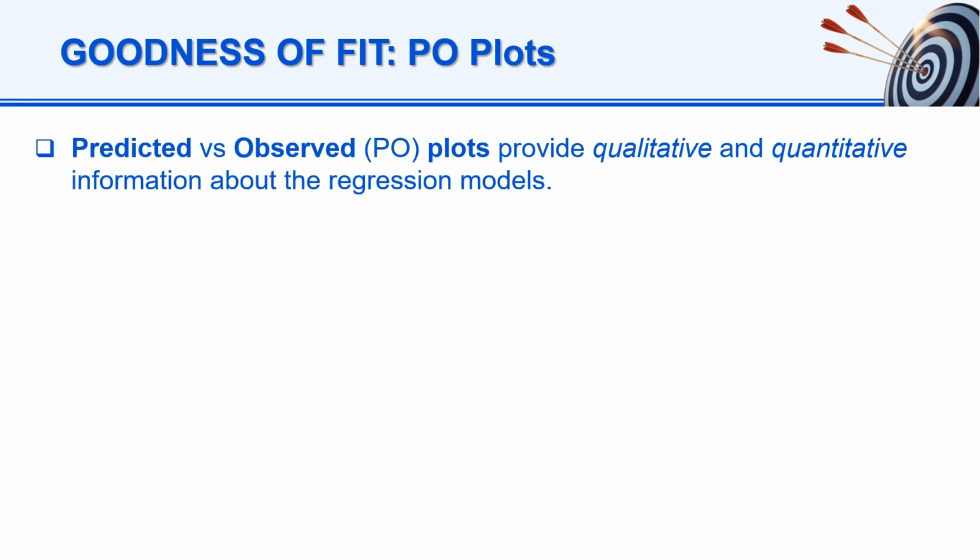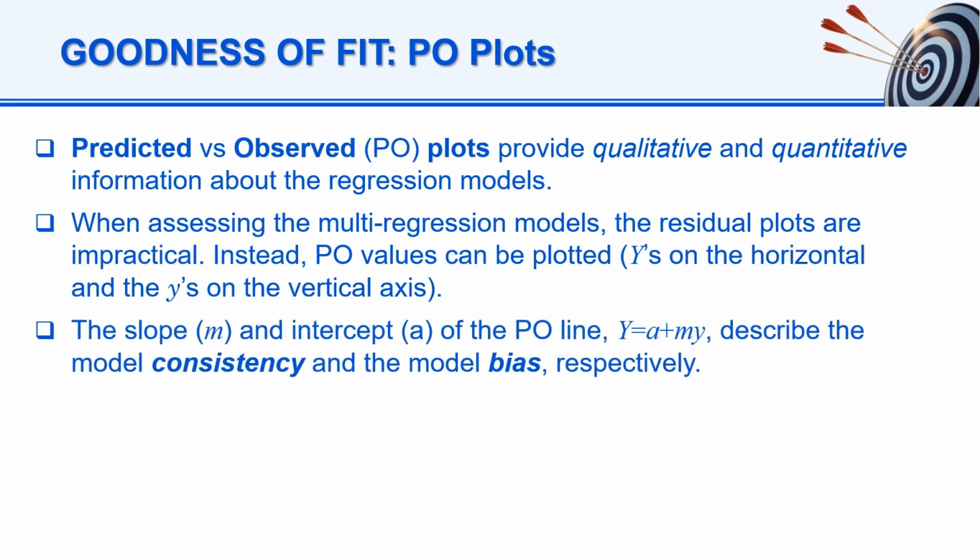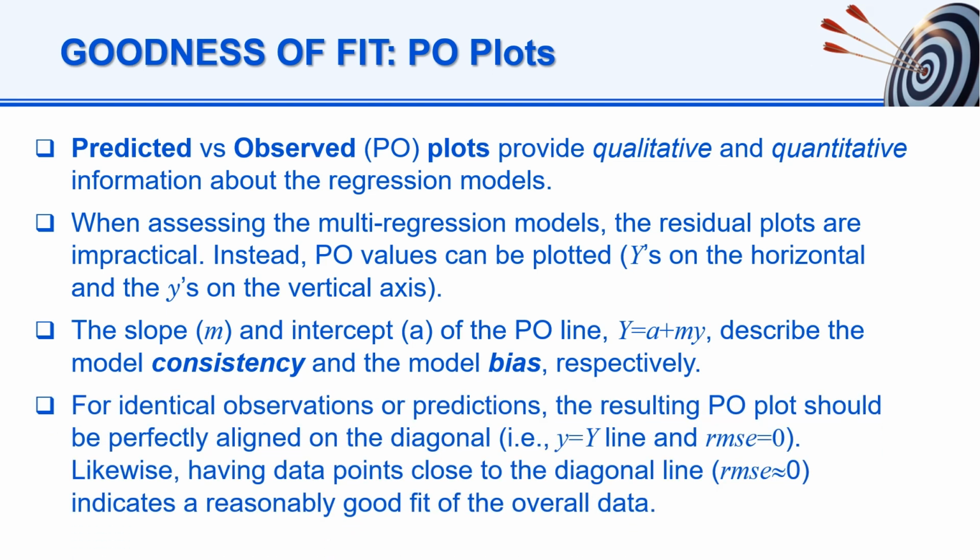Predicted versus observed, or PO, plots provide qualitative and quantitative information about the regression models. When assessing the multi-regression models, the residual plots are impractical. Instead, PO values can be plotted, uppercase Y's on the horizontal and the lowercase y's on the vertical axis. The slope and intercept of the PO line describe the model consistency and the model bias, respectively. For identical observations or predictions, the resulting PO plot should be perfectly aligned on the diagonal, i.e., the y equals uppercase Y line, and RMSE equals 0.